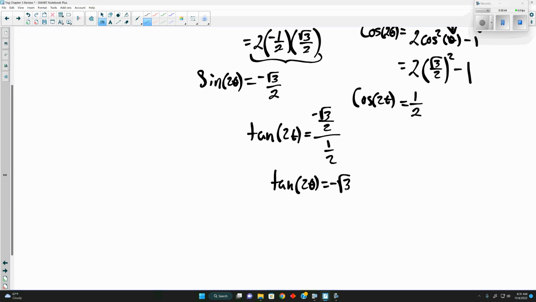So really, once we find sine and cosine, tangent's not too bad. It's just plugging those two values over the top of each other, and we are done. Questions on this here? We good with this here?